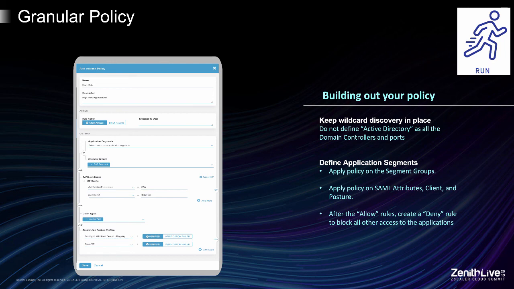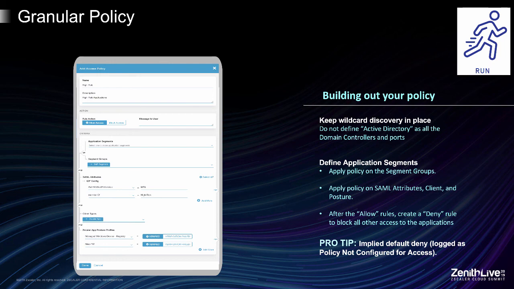Define application segments, apply policy on segment groups, group the applications together and apply policy based on that. Apply policy based on those SAML attributes. Obviously, you can continue to extend those SAML attributes, the client and the posture. And then once you've defined all of those different application segments, you might need multiple allow rules depending on different postures and different groups that you can't AND or OR together. So you might end up with several rules for that application and then a deny rule to block all access if it doesn't match an allow.